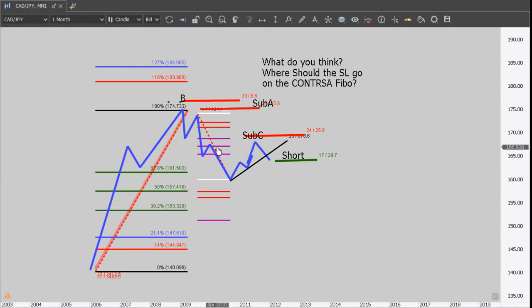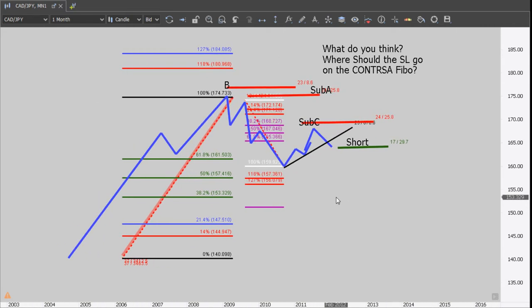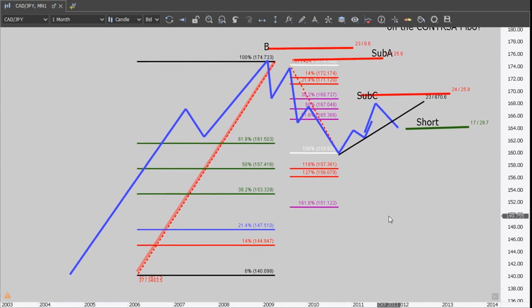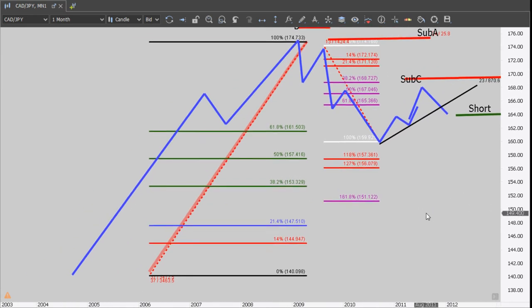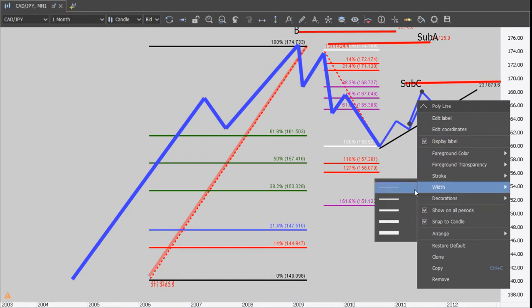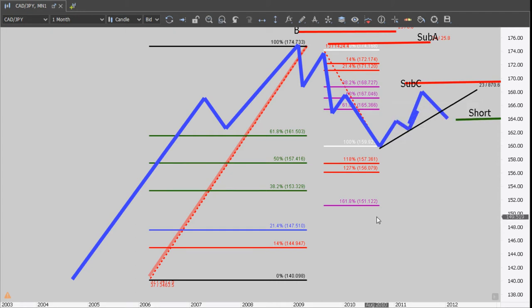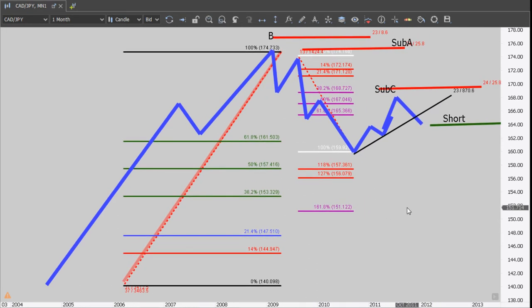And of course, there is a learning curve attached to the Fibonacci's and to trading, right? Okay. I'm going to zoom in, everybody. I'm going to zoom in the chart as much as I can. And let's make this like this. If not, you will have a bad risk reward ratio, sub A.